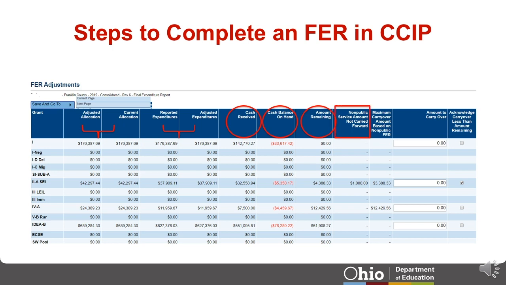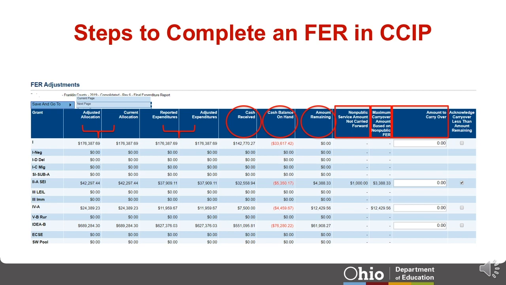The non-public service amount not carried forward column is pre-populated and will be used only when completing a consolidated application FER. This amount is populated once the non-public final expenditures are entered on the final page of the FER. We will talk more about the non-public page shortly. The maximum carryover amount based on the non-public FER column is also a pre-populated field for the consolidated application FERs only. This amount is populated once the non-public final expenditures are entered on the final page of the FER.